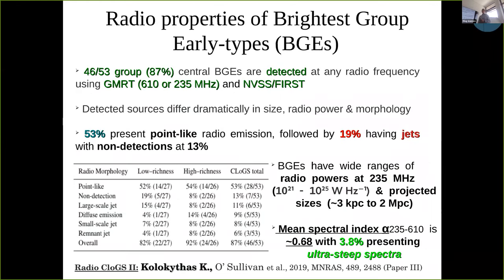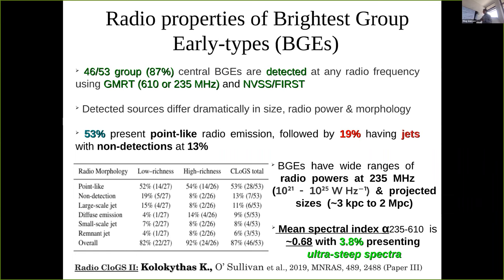To get started with some results from the radio side, we find that 87% of the central brightest group early type galaxies are detected at any radio frequency, either GMRT 235 or 610, or NVSS, FIRST. All of these detected radio sources differ dramatically in size, radio power, and morphology. Around half of them are actually boring; they are point-like radio sources. The interesting ones are about 90% that have jets, with the non-detections being at 13%. The typical radio powers that we see span, at 235 megahertz, between 10 to the 21 and 10 to the 25 watts per hertz.